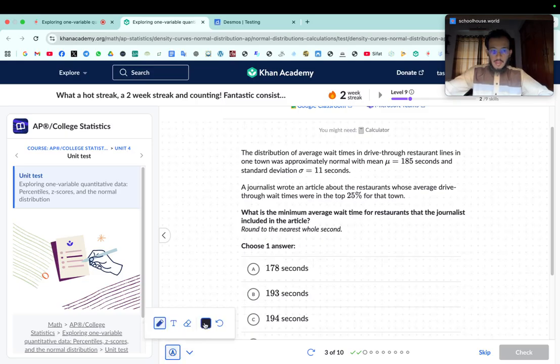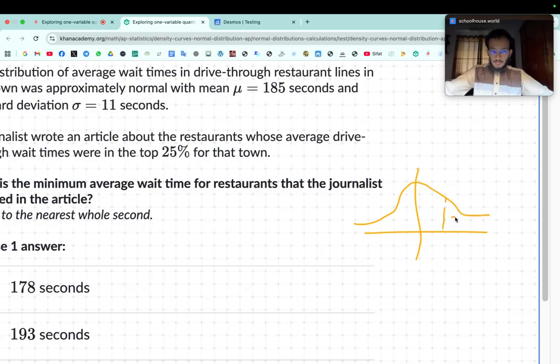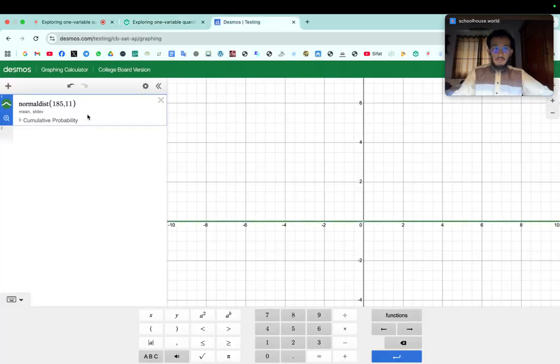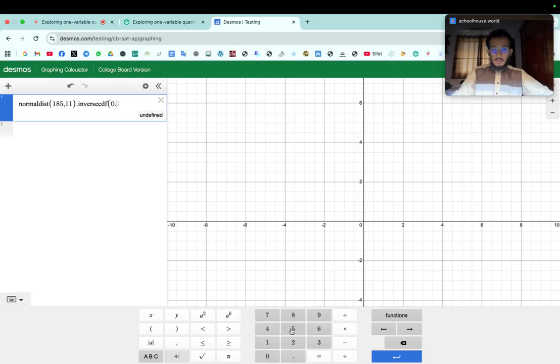So which means that we know that the normal distribution curve is symmetrical, and if you want to find the top 25%, I'm interested in finding this value where the area to the right of it is 0.25. But because the normal distribution function gives us area to the left, we would find 0.75 area. We find the inverse CDF of 0.75, and this will give us the value. If we round it up, we get 192.